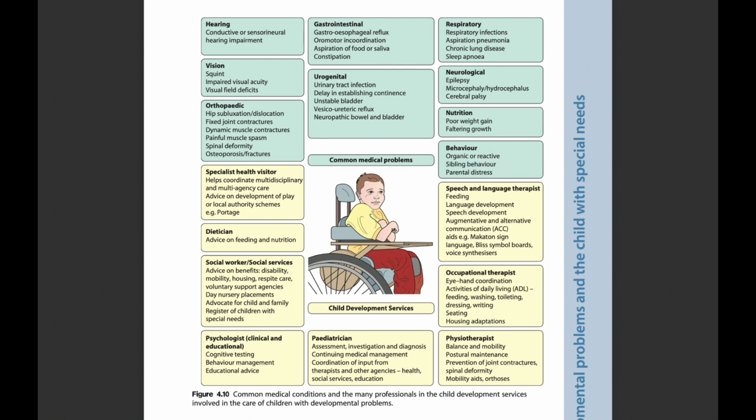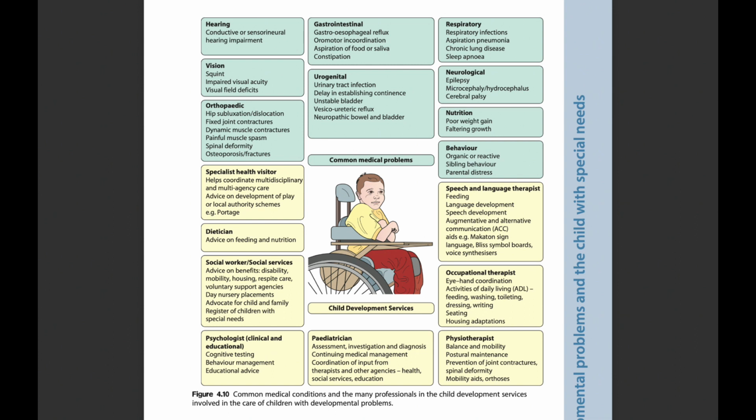GIT: gastroesophageal reflux or motor incoordination, aspiration of food or saliva, constipation. Urogenital: urinary tract infection, delay in establishing continence, unstable bladder with vesicoureteric reflux, neuropathic bowel and bladder. Respiratory: infections, aspiration and pneumonia, chronic lung disease, sleep apnea. Neurological: epilepsy, microcephaly and hydrocephalus, cerebral palsy. Nutrition: poor weight gain and faltering growth. Behavior: organic or reactive, sibling behavior, parental distress.